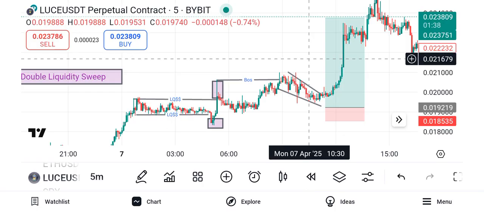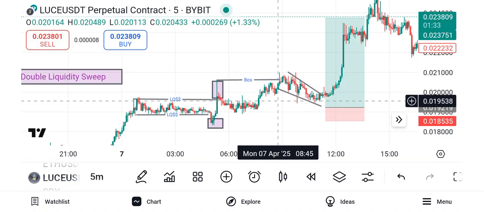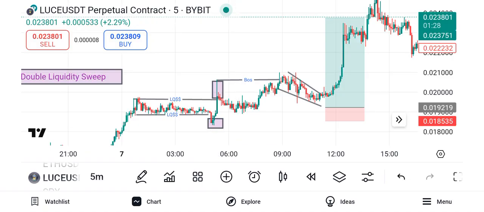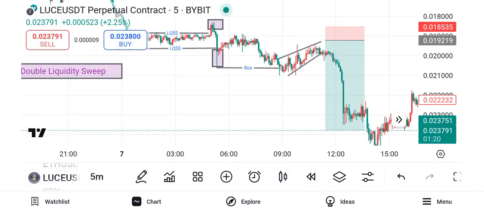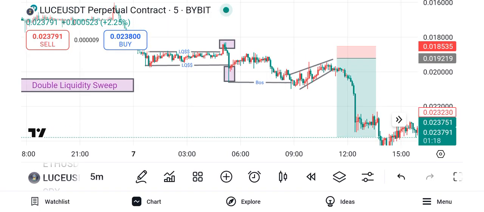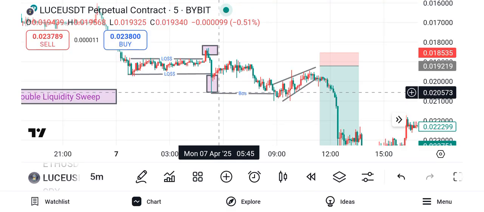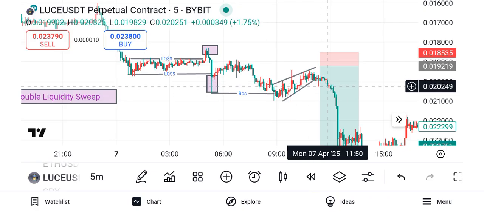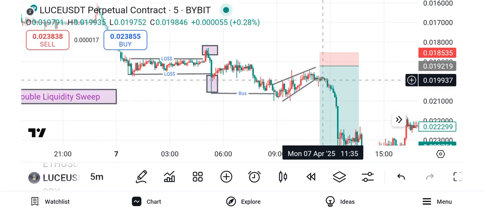Now, if this break of structure that occurred here had occurred below this low right here, then you know that this market wants to sell. That is the actual direction the market wants to go. Let me do an inverse case so that you can get it. Now look at it. If it had broken structure to the downside, that means the market wants to go down. That is what I'm trying to say.